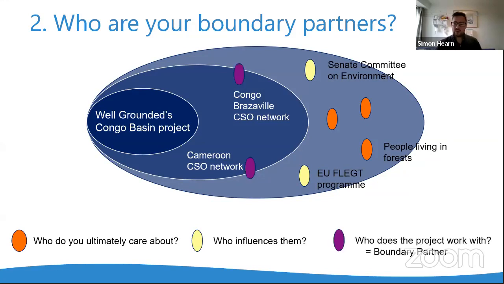So this second concept I'm introducing is boundary partner. The boundary partners are the organizations, the people that Well Grounded work with directly. So here it's the civil society organization networks. And why does Well Grounded work with them? Well, because of their relationships with other organizations. They are influencing the Senate Committee on Environment. They are influencing the EU program. And they're also working with some of these organizations, these communities in the forests, directly.